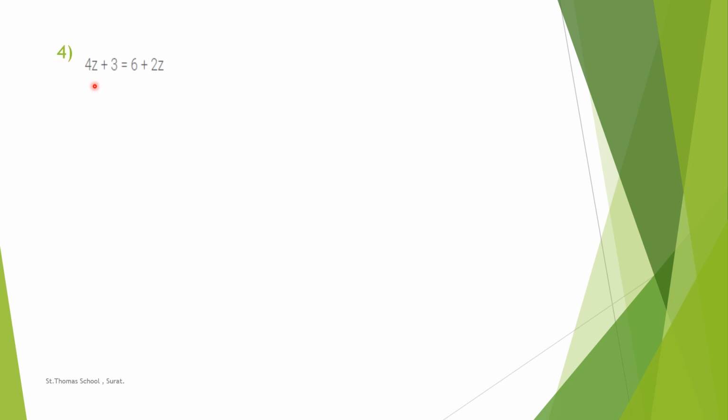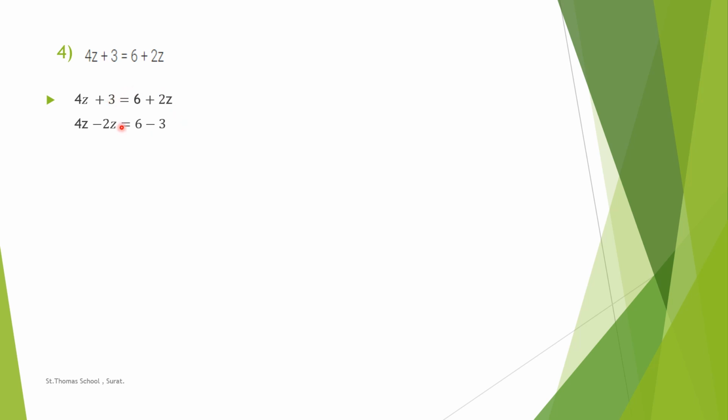Question number 4. 4z plus 3 is equal to 6 plus 2z. Write the question once again. Arrange variables on one side and constants on the other side. This is plus 2z, comes here, it becomes minus 2z. So 4z minus 2z is equal to 6. This is plus 3. If it comes here, minus 3.